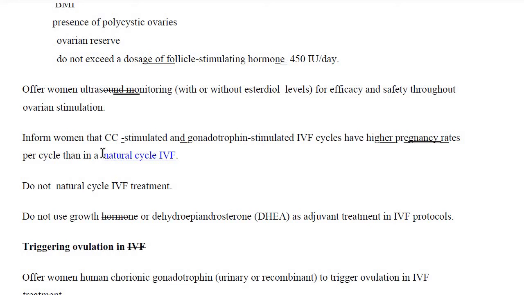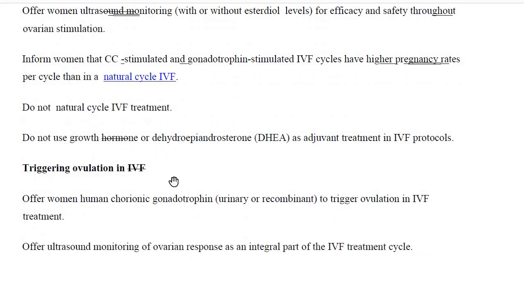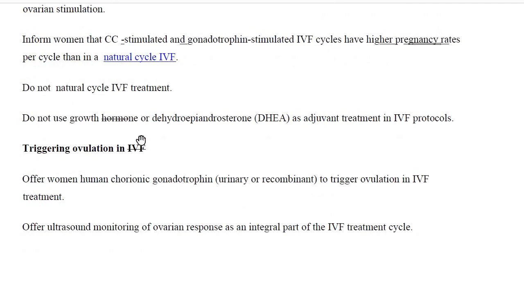You need to stimulate. Whenever you see the word IVF, you should know that you have stimulated the ovaries, because you want to get the maximum benefit for your patient, right? So that's why we will have to stimulate the ovaries. So don't use growth hormone or dihydroepiandrosterone as adjuvant treatment in IVF protocols.